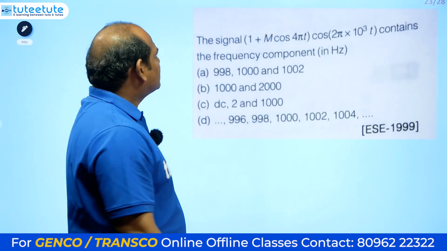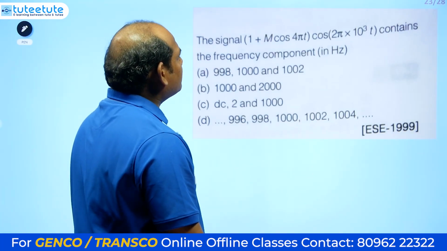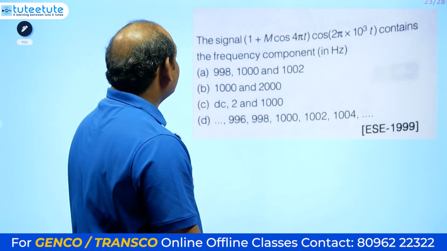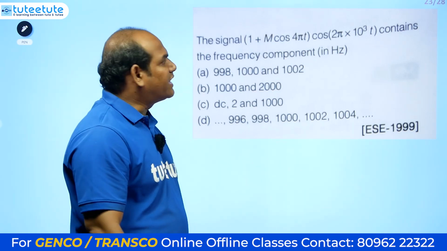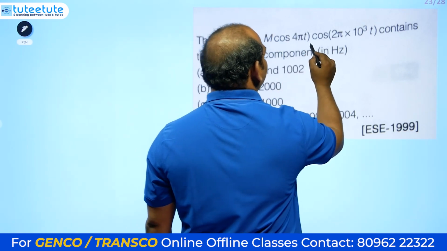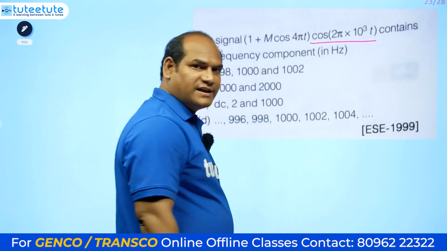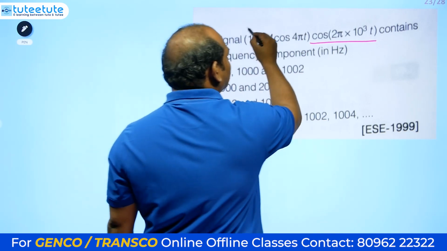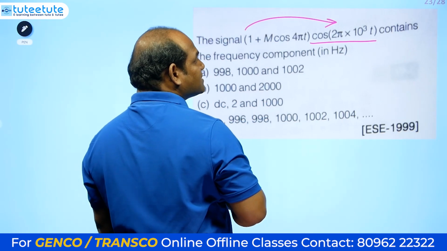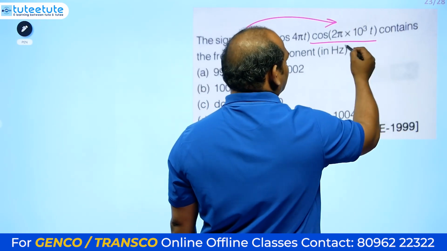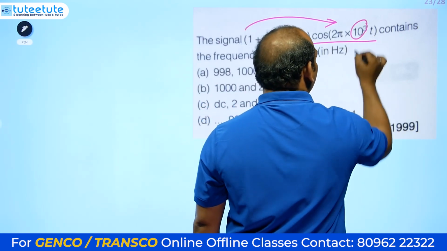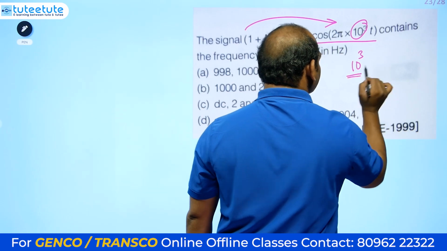Next one is the signal 1 plus m cos 4 pi t cos 2 pi 10 power 3 t contains the frequency component. Okay, so here this 1 plus m cos 4 pi t is multiplied with cos of 2 pi 10 power 3 t. Okay, so this 1 is multiplied with cos function. Then what is the cos function frequency? Whatever the frequency is there, that is what. Because the answer is given in hertz only, 2 pi ft, so 10 power 3 is one frequency.